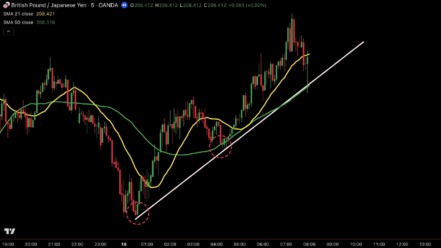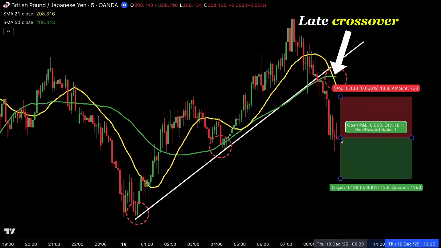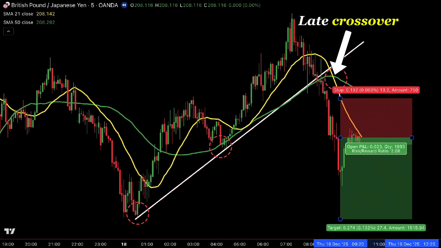There is one problem with this strategy. Sometimes the crossover happens too late, which can cause us to enter the trade late. As you can see in this example, the market breaks below the trend line and moves higher, but the moving average crossover appears after the move has already started. So if we wait for the crossover confirmation, we may end up entering too late. And look at what happens next.